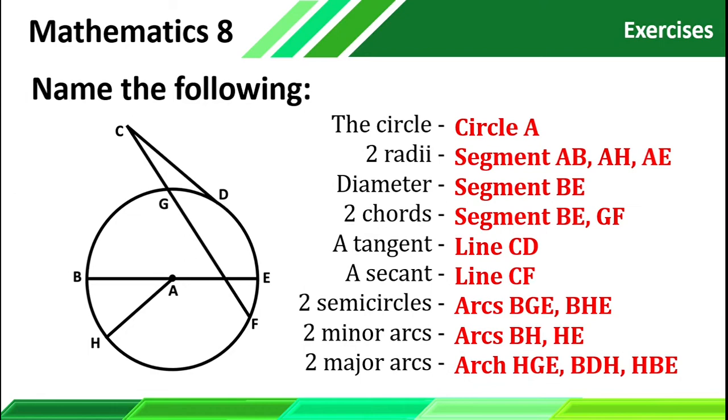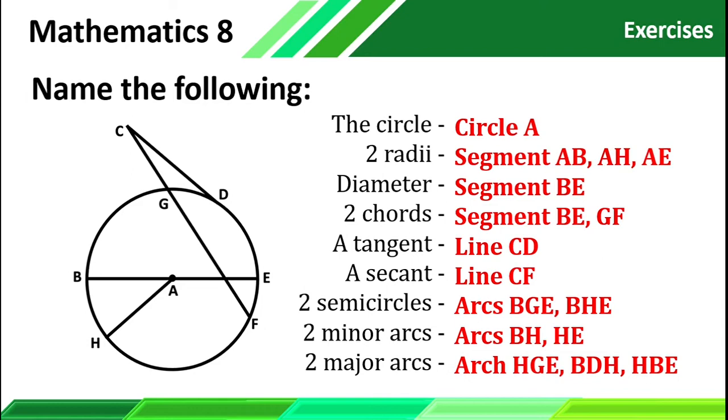The name of the circle is circle A. The radii here are segment AB, AH, and AE. The diameter is segment BE. The chords are segment BE and segment GF. The tangent line is line CB. And the secant line is line CF.